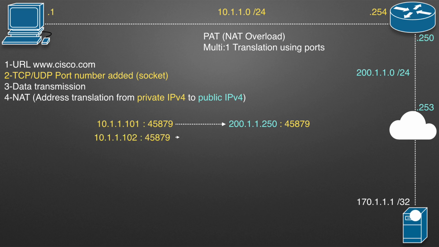When user 2 connects to the internet, the router translates the source IP address found in the packet with the same IP address assigned to the outside interface, but this time the router uses a different TCP port number to keep these two flows of data separate from each other.